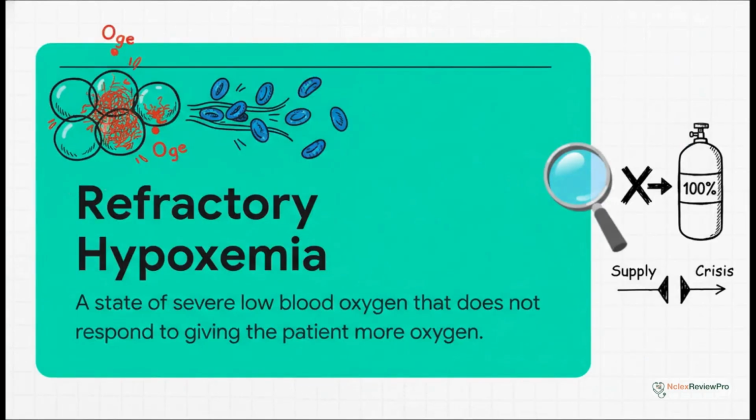It's called refractory hypoxemia. Here's what it means. You can put the patient on 100% oxygen, just crank it up, but their blood oxygen levels won't improve. Why? Because the problem isn't a lack of oxygen in the air, it's a physical barrier. The alveoli are so filled with inflammatory fluid that oxygen literally cannot get across into the blood. It's like a total supply chain crisis right at the molecular level.